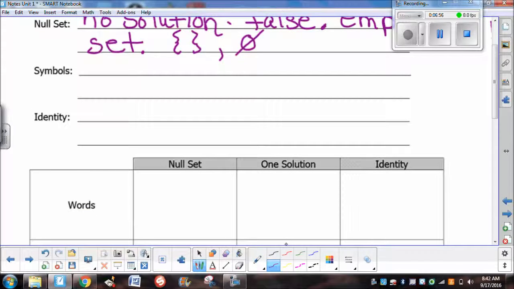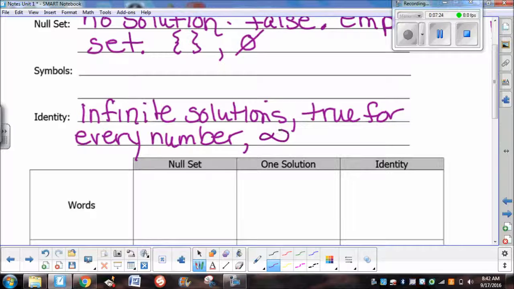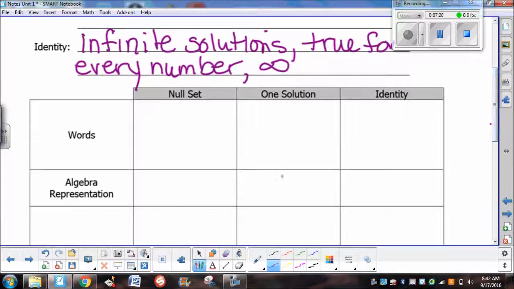Now the identity, that is our infinite solutions. Okay, our third example on the front. Infinite solutions, true for every number. And the symbol for that is the infinity symbol, sort of that sideways 8. Okay. So let's put this in a little chart here.